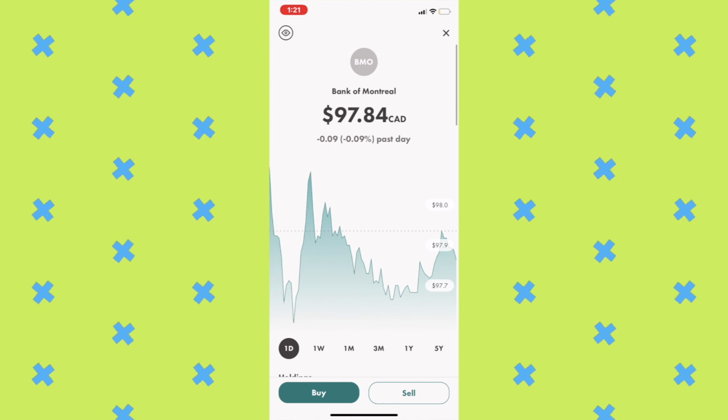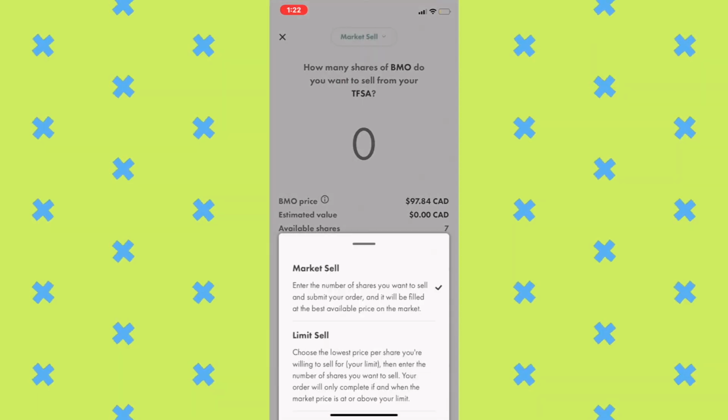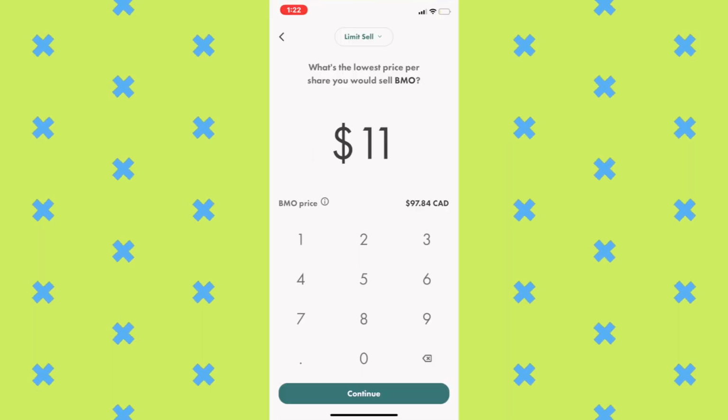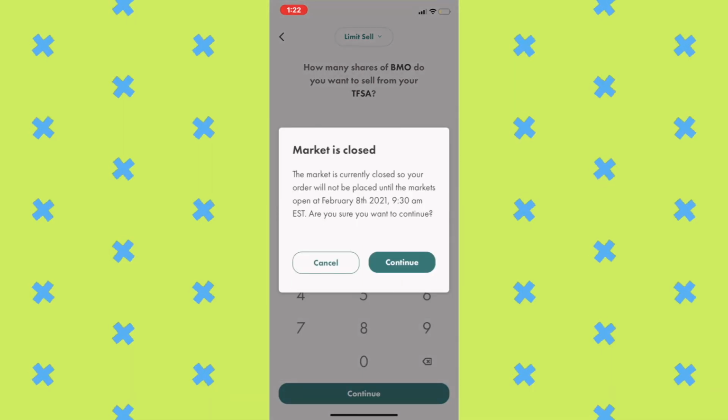So to sell it, obviously, you're going to click the white sell button. And now, obviously, we're not going to do market sell. We're going to do limit sell. And let's say I want to sell it for $110 each. And let's say I want to sell all my stocks, which is 7. You can also choose 1 or 2. We're going to do 7 shares. And I'm going to continue.